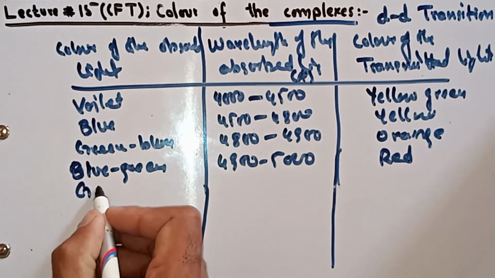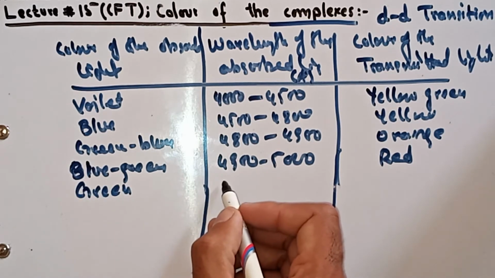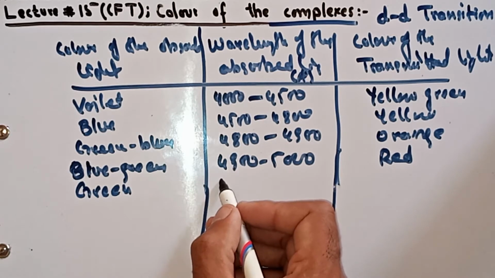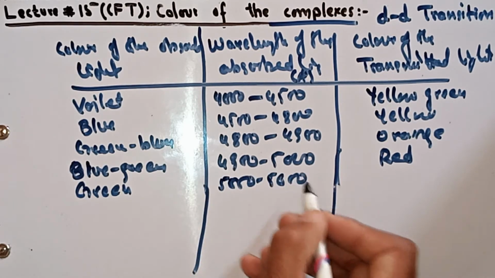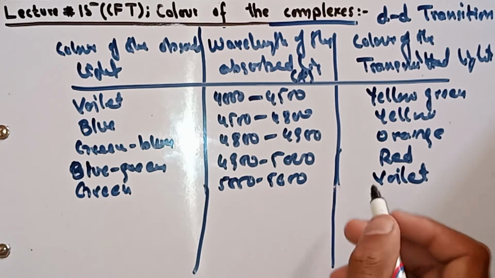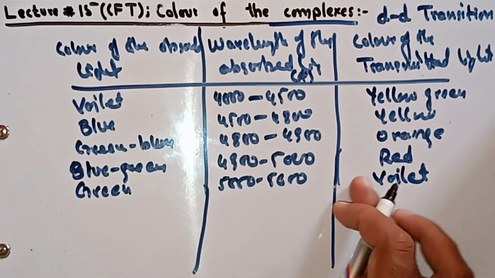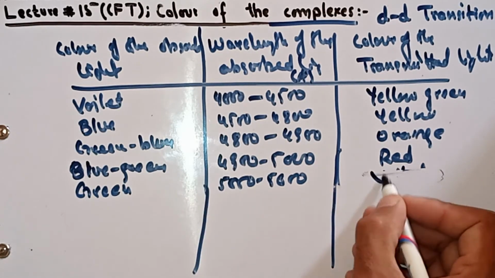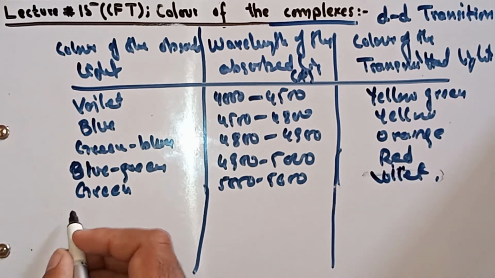When any complex absorbs green color, the wavelength of green color is from 5000 to 5600. So its transmitted color, or its complementary color, is red. Sorry, not red, it's violet. Yeah, right, violet.